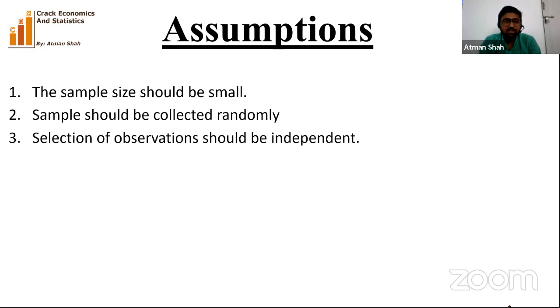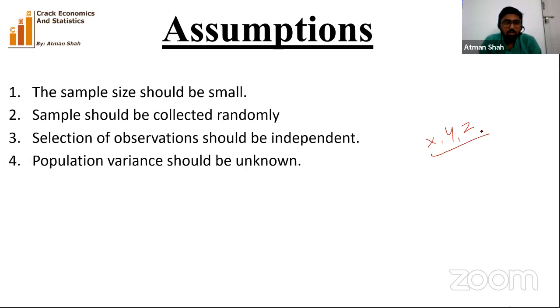Third assumption is that selection of observations should be independent. The selection of one observation does not affect the probability of other observations being selected. Suppose we have three observations, X, Y, and Z. If I select observation X, that does not affect the probability of observations Y and Z being selected in my sample, which means that the observations X, Y, and Z are independent.